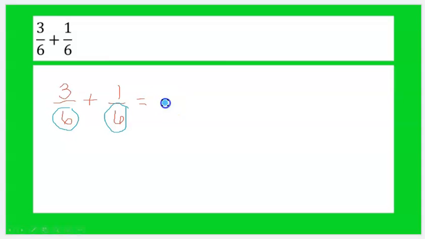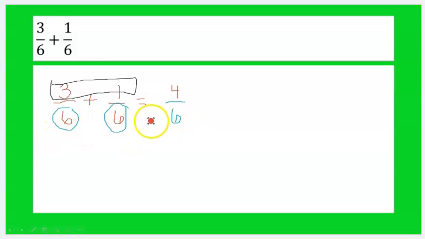So what I'm going to go ahead and do is on the right side of the equal sign, I'm going to put my fraction bar and my 6. My 6 doesn't change. I don't add or subtract my denominator. It always stays the same. So I have a 6 here. Now I can add my top numbers just like I would normally. So I add 3 plus 1 just like I would if they were whole numbers, and that gives me 4. So my answer becomes 4/6.